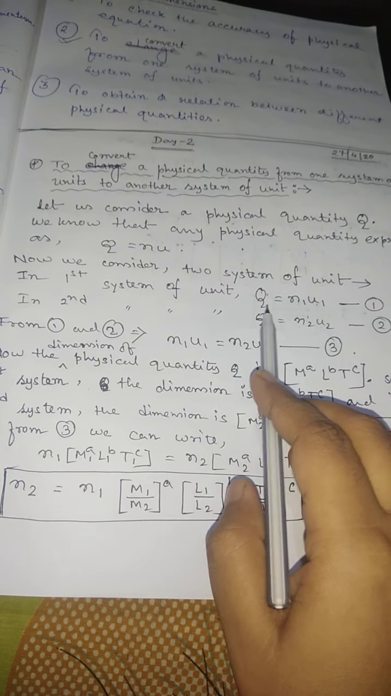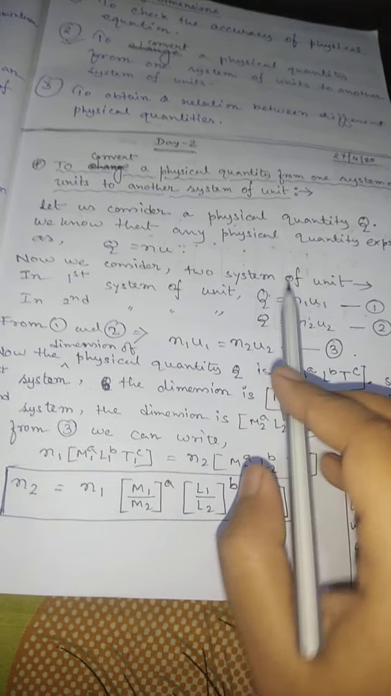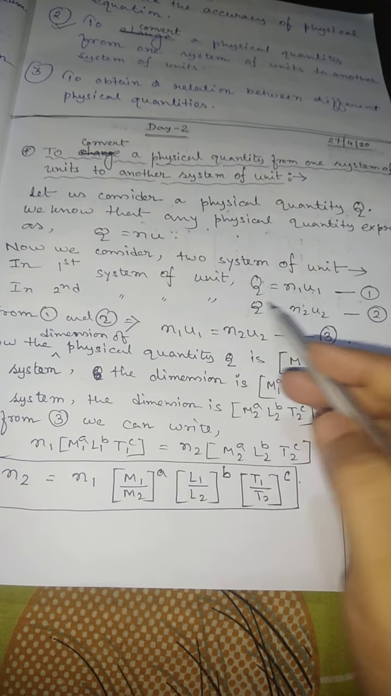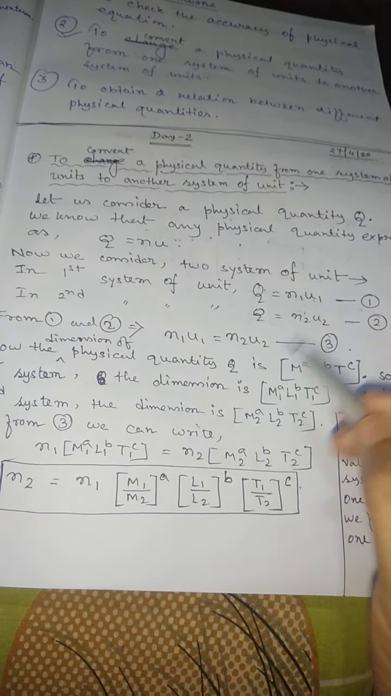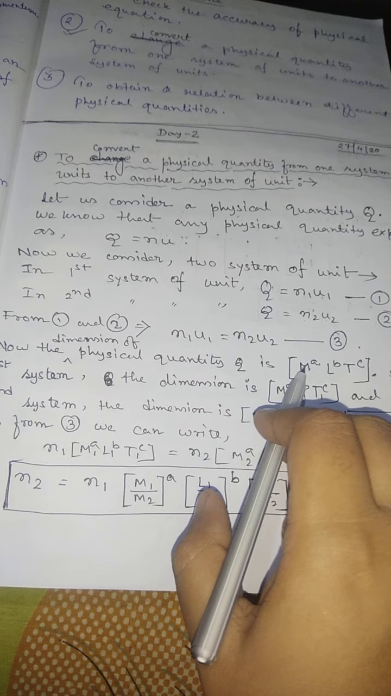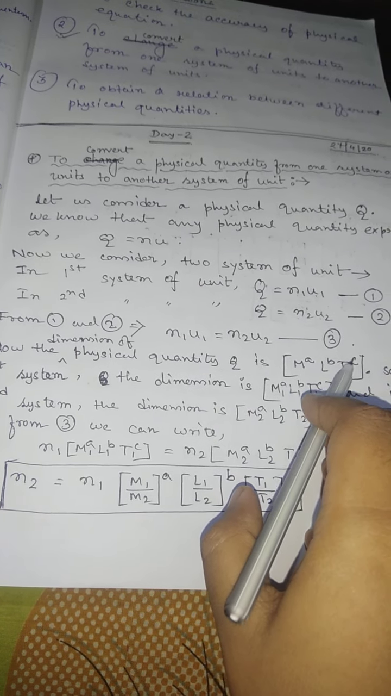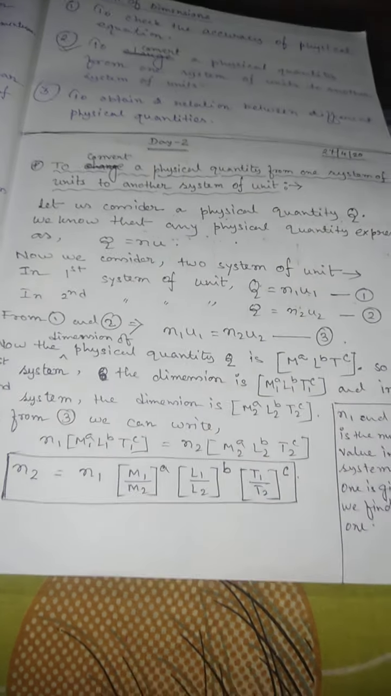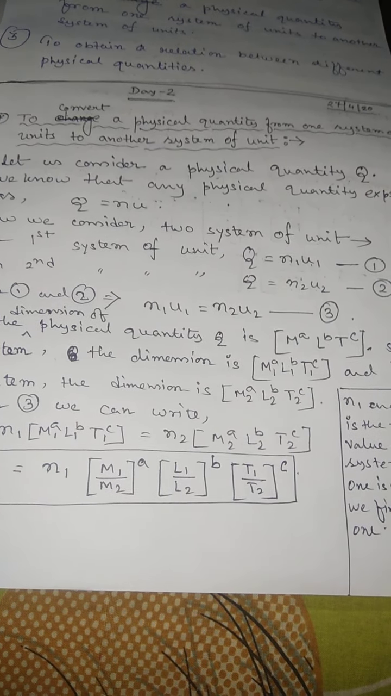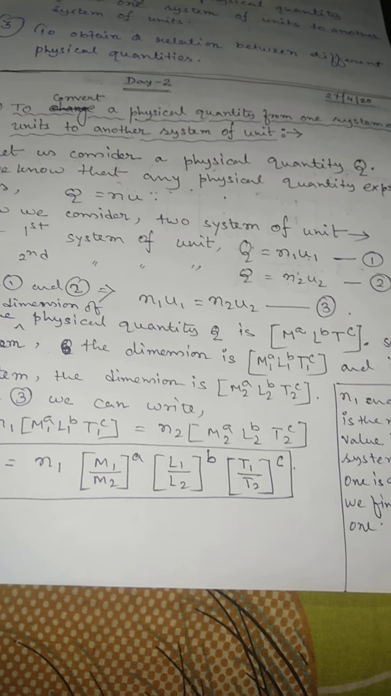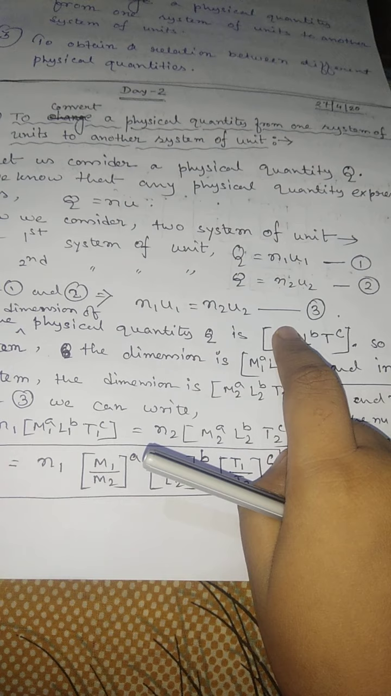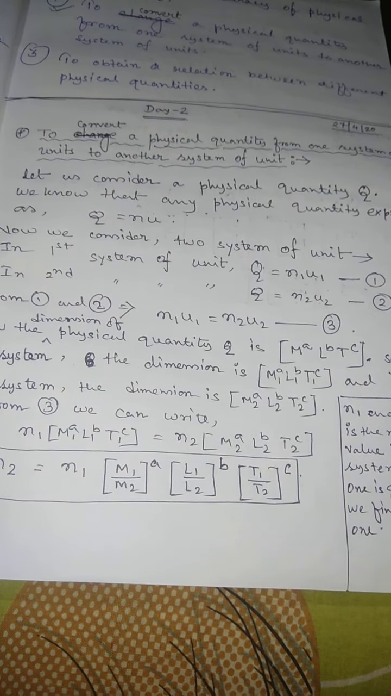Now we don't know which physical quantity this is. If we knew, we could easily find its definition. So here we did not know the dimension of physical quantity Q, so we consider the dimension of Q to be M to the power a, L to the power b, T to the power c, because dimension means in terms of M, L, T with some power.